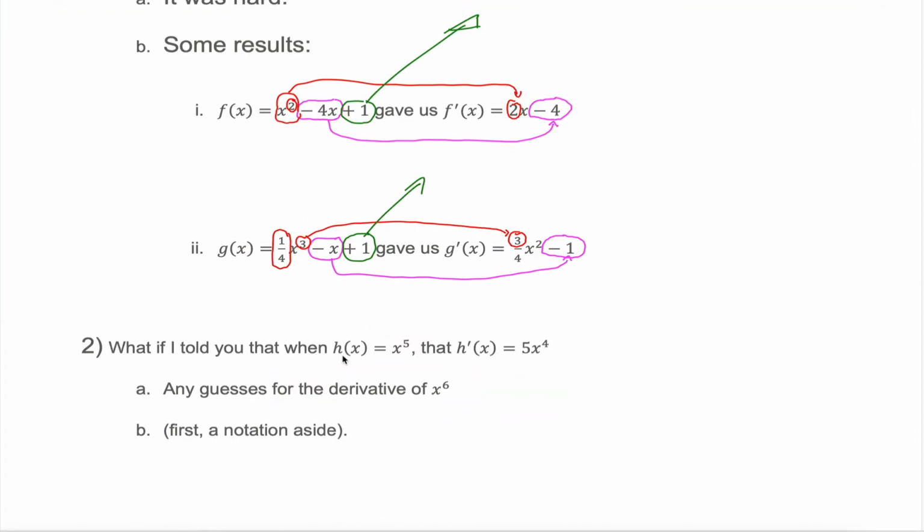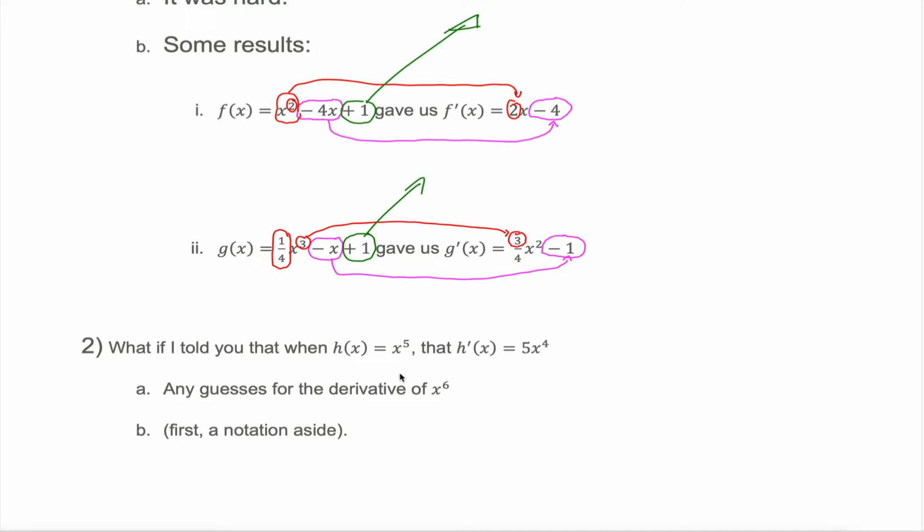What if I told you that the derivative of this function, x to the 5th power, was 5x to the 4th power? And I didn't draw any arrows or anything like that. I just said this is true. If you use the difference quotient and put x to the 5th in and did a ton of algebra, trust me, I'm your teacher, 5x to the 4th would come out.